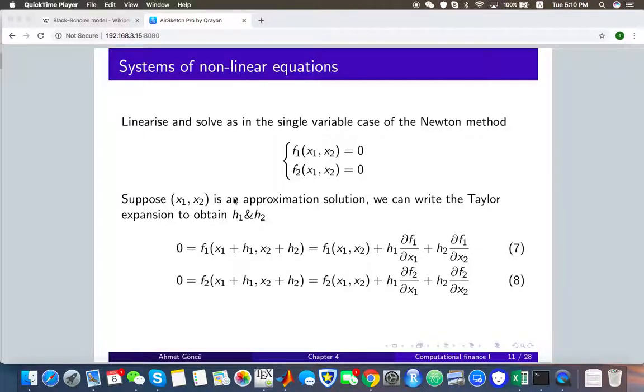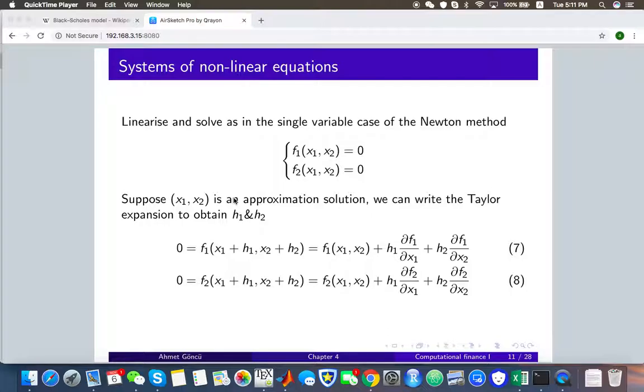Okay, so let's talk about systems of nonlinear equations and how we can extend the idea in the Newton-Raphson algorithm. Suppose we have two nonlinear equations. For simplicity, I will just use the case of two equations and two unknowns, but whatever we do here can be extended to the d-dimensional case. No problem with that.